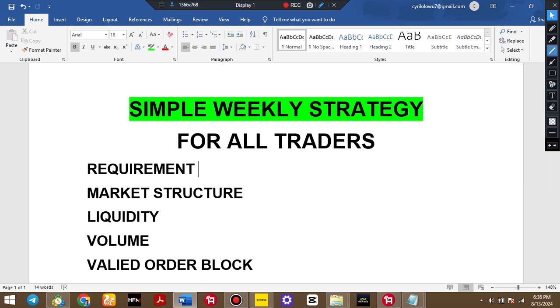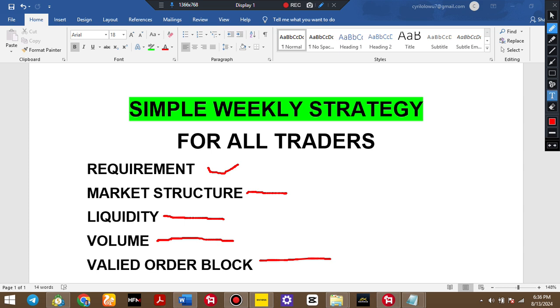One, you need to understand market structure. You need to understand liquidity. You need to understand what they call volume. And you also need to understand what is called a valid order block.